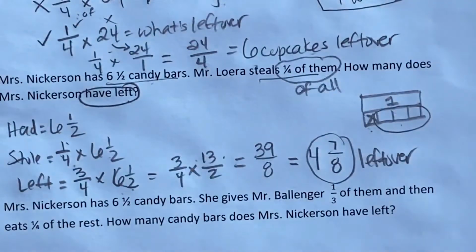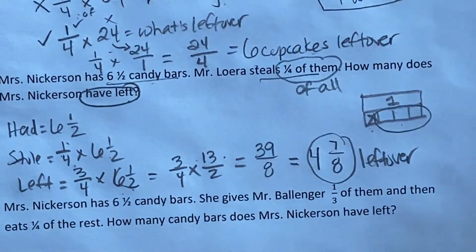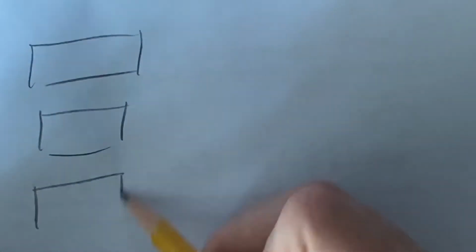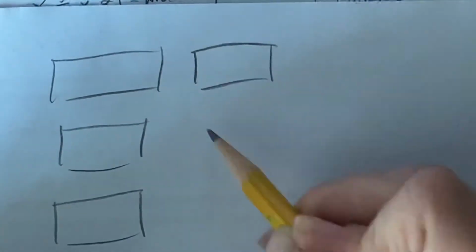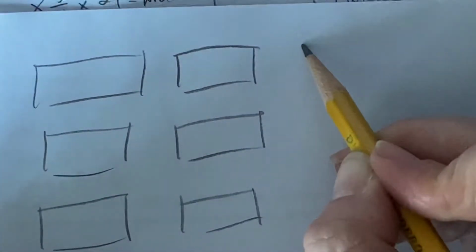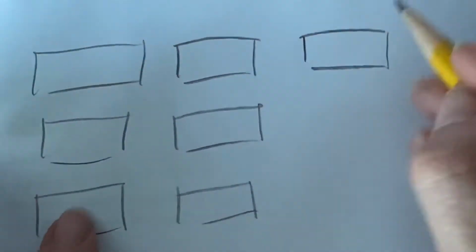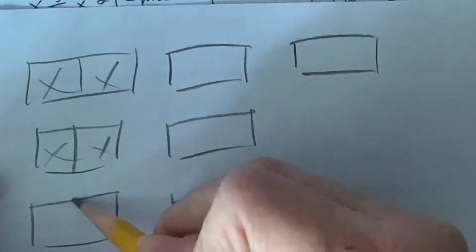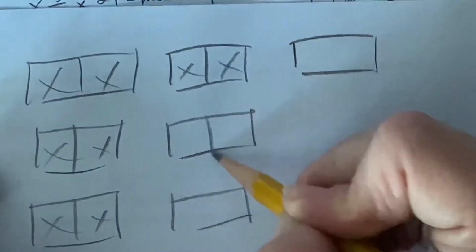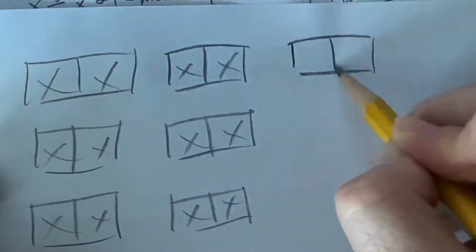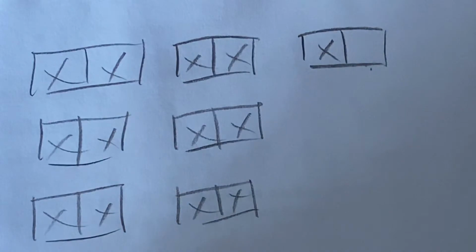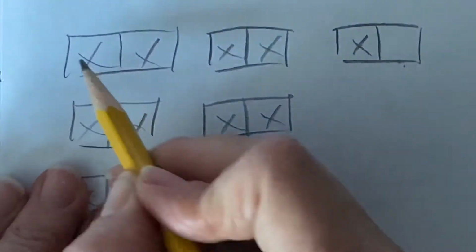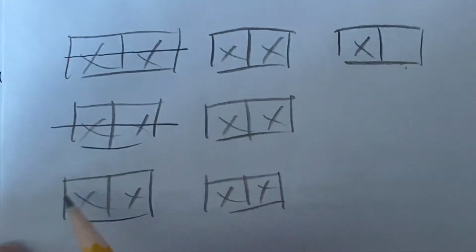Let's see if we're right. We had 6.5 candy bars. 1, 2, 3, 4, 5, 6, 7. I have all of this, all of this, all of this, all of this. I'm just cutting them in half because my last one's cut in half. I don't have that. So we have 6.5 candy bars. Mr. Loera takes how much? 1/4 of each of them. That means I have to cut each of these into 4s. So now I have 4 pieces instead of 2 pieces.